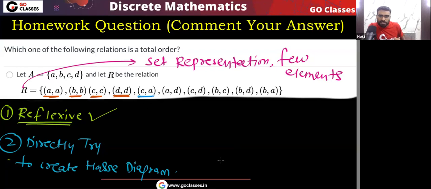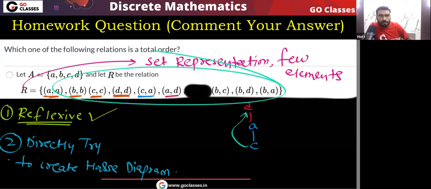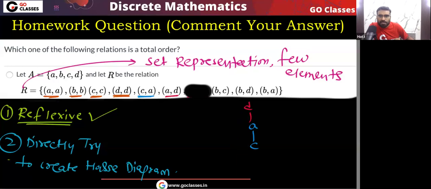Let's start with C is related to A. A related to D. Let me start here. C related to D, will I put it? I will not put it. But one thing is there: this must be there. For example, let's assume in the question this is not there. Now, immediately you can notice that the transitive property is violated. If this is not there, then the transitive property is violated.